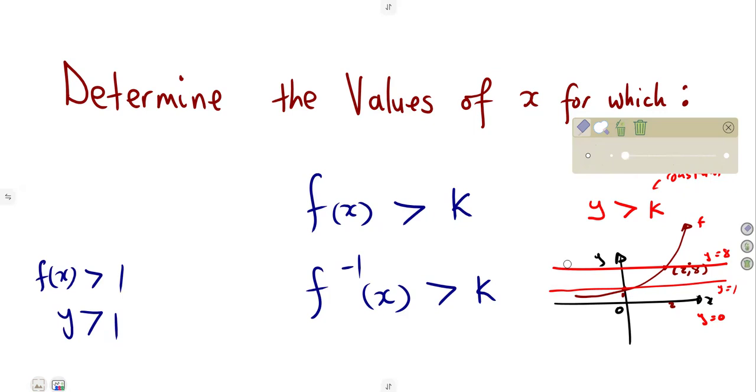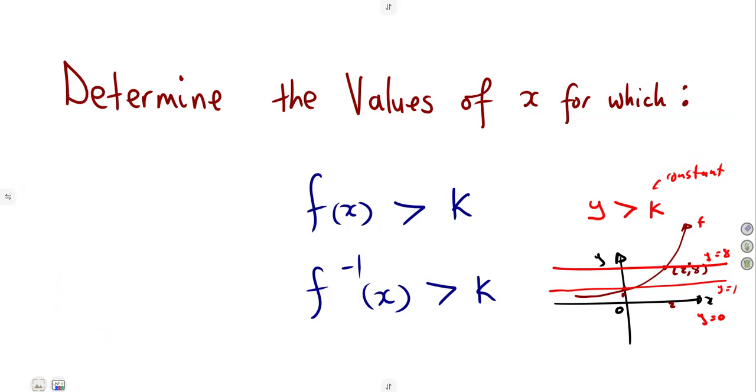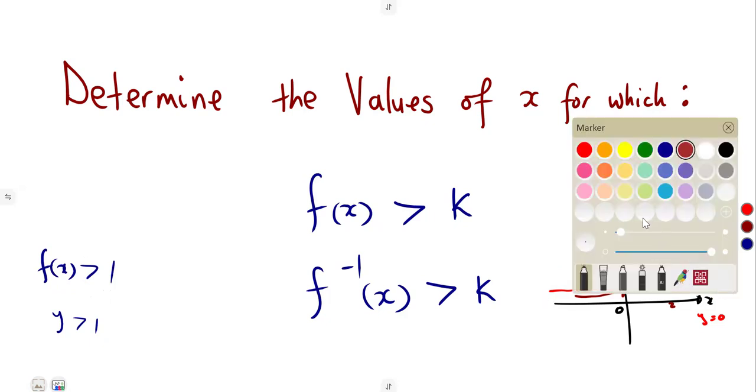Let me do this quickly. Since you have seen those lines, let me remove this one for y is equal to 8 and work with y is equal to 1. So like I said, f of x is greater than 1. We need a condition where y is greater than 1. This is where y is equal to 1. This is our line, y is equal to 1. So the comparison will be made from that line of y is equal to 1.